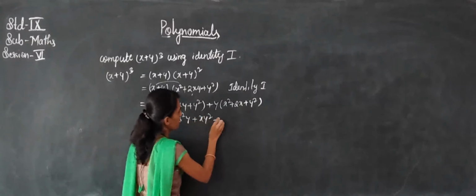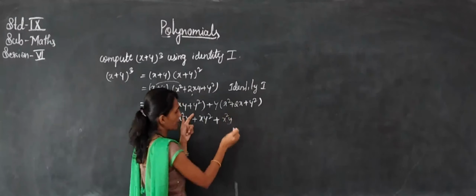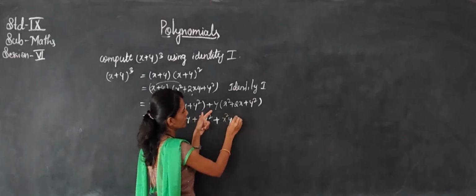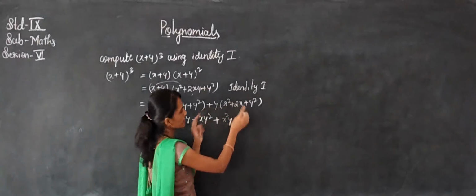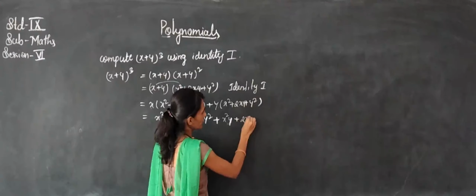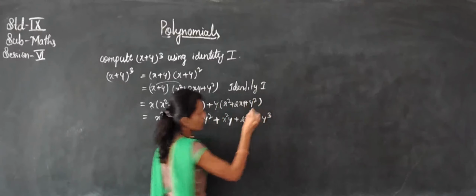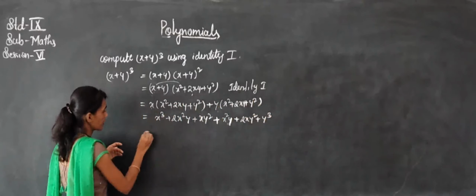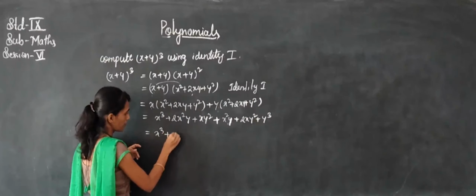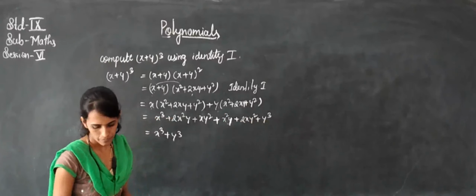Okay, plus y into x² will give us x²y. Plus y into 2xy will give us 2xy². Plus y into y² is y³. So then x³ plus y³ we will write on one side of the equation.